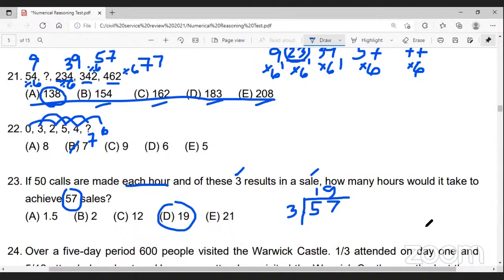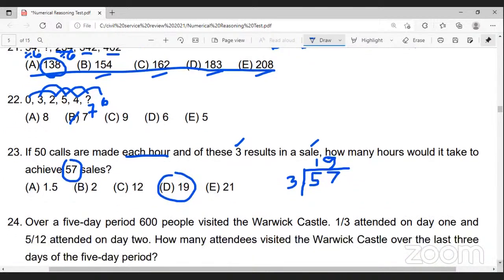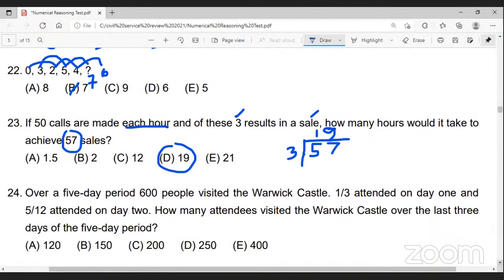But if you are asked how many calls there will be in the 19 hours to get 57 sales, this 19 will be multiplied by 50 calls, and that will be the number of calls for only 57 sales. Diba? A big number of calls for only 57 sales. That's life. Okay, if that is the case.